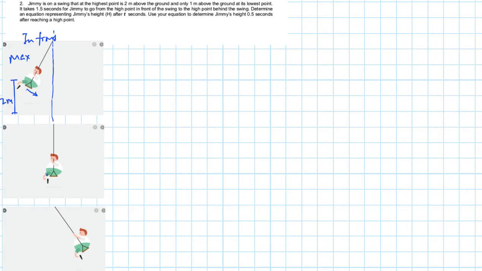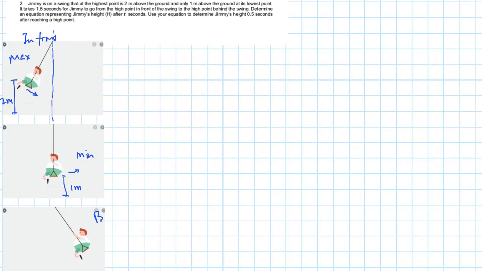When he ends up in picture number 2, have a look. The height above the ground is only 1 meter. So I'll say this is the lowest he can go, unless he falls off. Otherwise, the distance from him to the ground will be a minimum, which in this case is 1 meter.